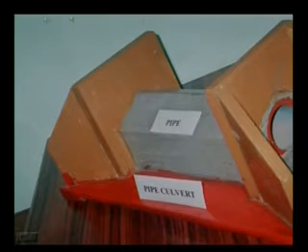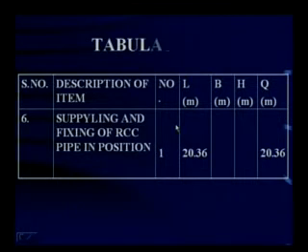Just see the model and we go for tabulation. This is the length of the pipe between both the walls. So this length of the pipe we have already calculated. Now here, this is how we tabulate it. There is one pipe, the length is already calculated. 1 into 20.36, it comes to 20.36 again.